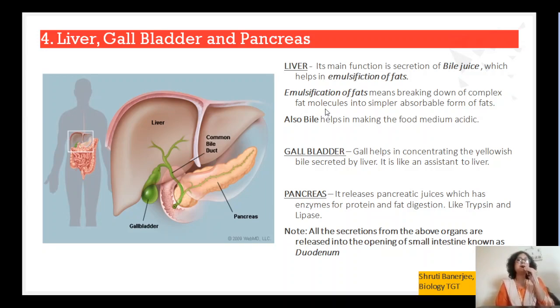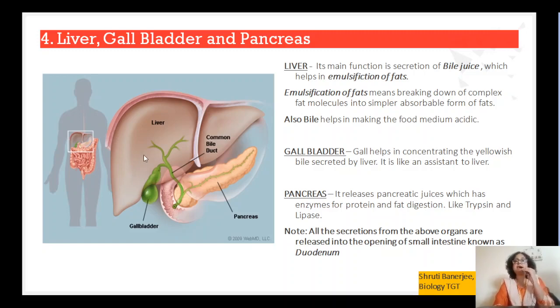Bile juice makes the medium basic, which was acidic coming from the stomach, because acidic food will burn the other organs like the small intestine and large intestine. So to protect them, the bile juice makes the medium basic or alkaline in nature. Also, bile juice contains salts which help in emulsification, that is, breaking of the fat, right? So you can ask, what is the role of the gallbladder?